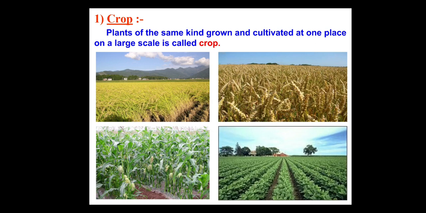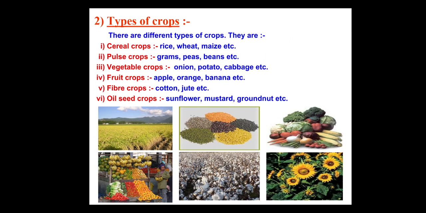What do we understand by crop? Plants of the same kind, grown and cultivated at one place on a large scale, is called crop. Children, you are seeing pics of maize crop, isn't it? So you do have rice crops, wheat crops, maize crops, etc., which are grown in the field areas.